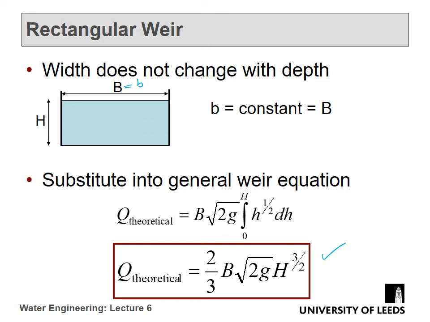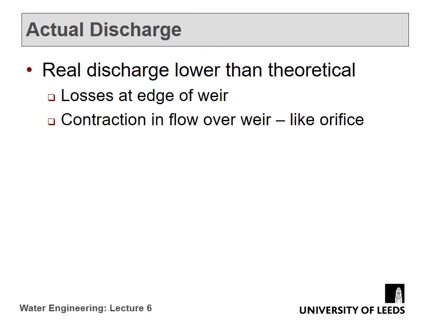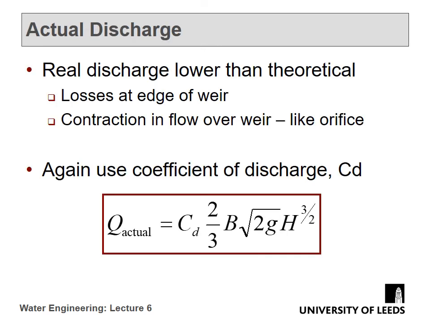So this is the weir equation for a rectangular weir, obtained directly from the Bernoulli equation and an integration. Actual discharge, well, we need to just multiply a coefficient of discharge onto the same equation, and that gives us the actual flow. The coefficient of discharge will be about 0.8 to 0.9.